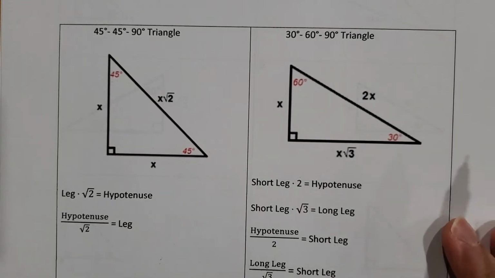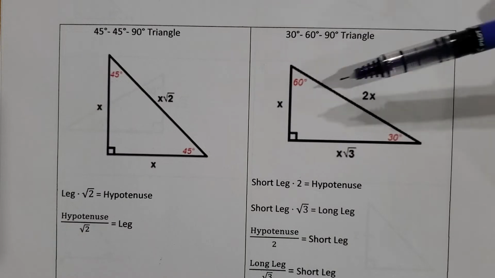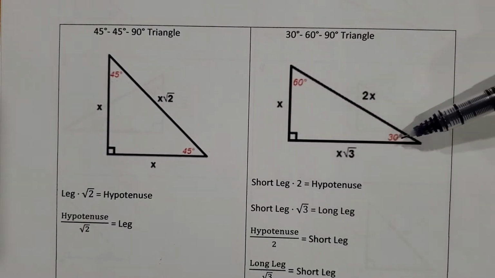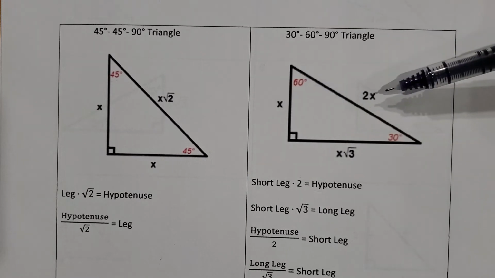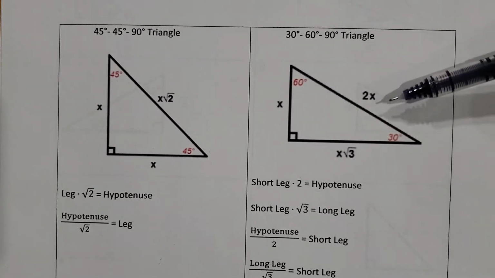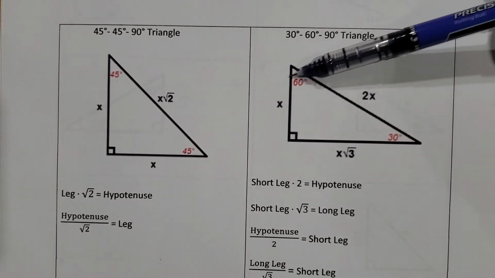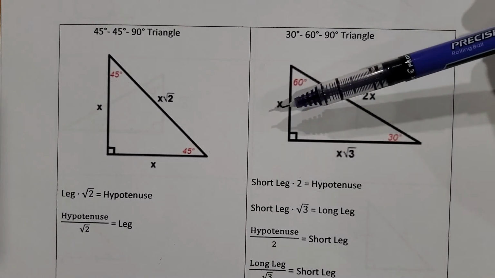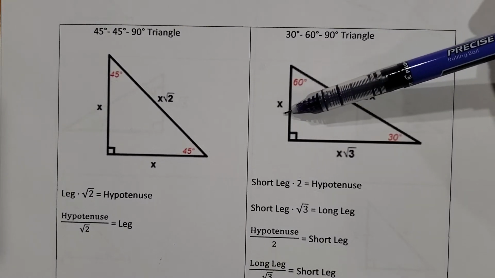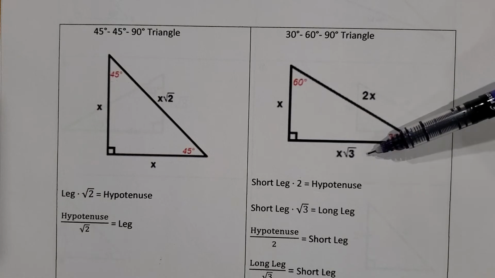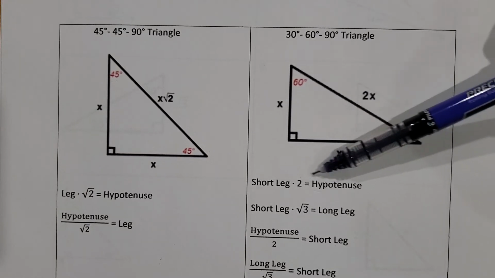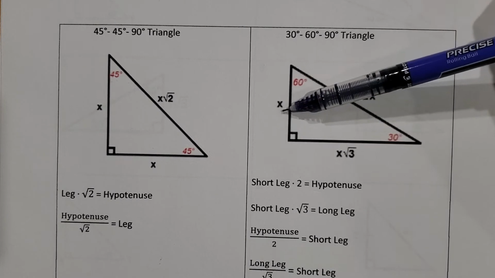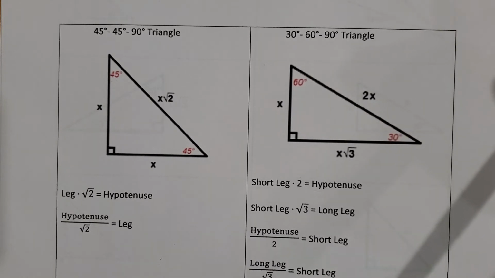With the 30, 60, 90 degree triangle, we notice that if we have the shortest side, that's the side opposite the 30 degree angle, if you multiply it by 2, you find the hypotenuse. So that means if you have the hypotenuse, you divide by 2 to find the shortest leg. And if you have the shortest leg, to get to the longer leg, you multiply by the square root of 3. So that means to get back, if you have the longer leg and you want to get back to the shorter leg, you can divide by the square root of 3.